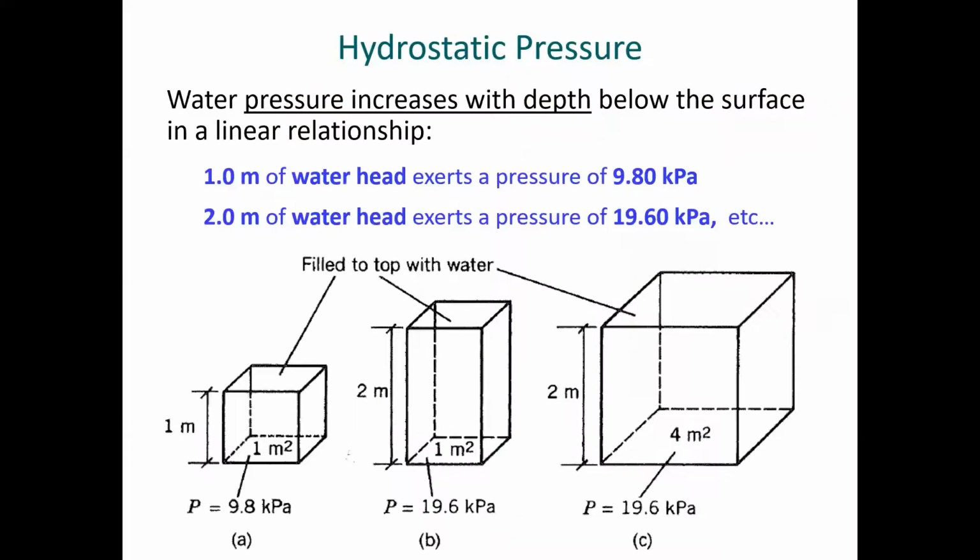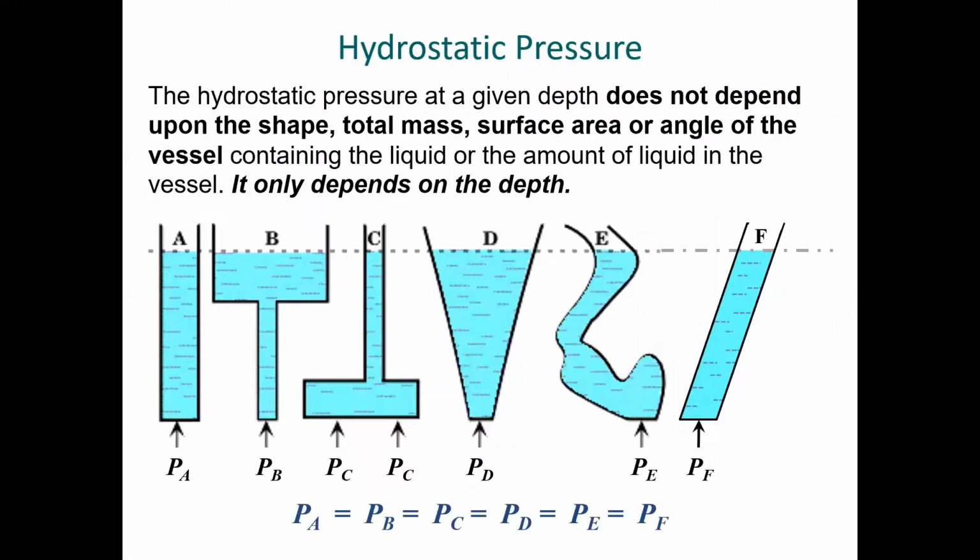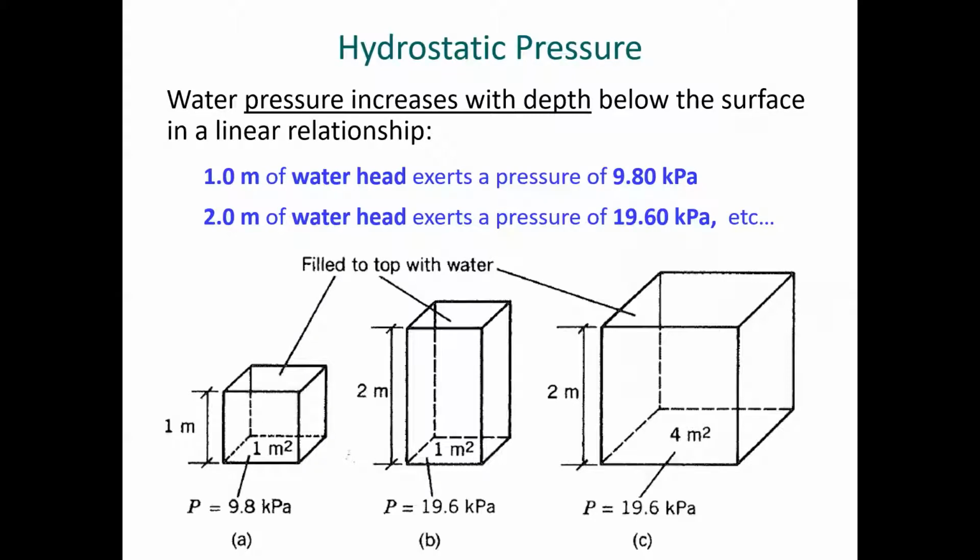So this is our first formula that we're going to learn. I think I have it on the next slide. Basically, this has only to do with depth and not to do with quantity. I want to show you these ones here. In our first box, it's 1 meter deep, and it has 9.8 kilopascals. In boxes 2 and 3, they're 2 meters deep, and so they have 2 times that, which is 19.6 kilopascals. You can see box 3 is fatter, but that doesn't change the depth, so it doesn't change the pressure.